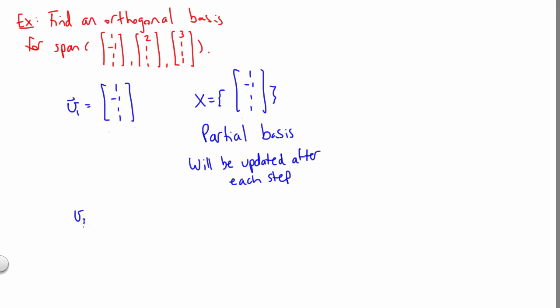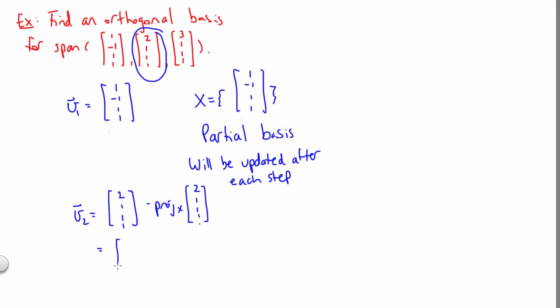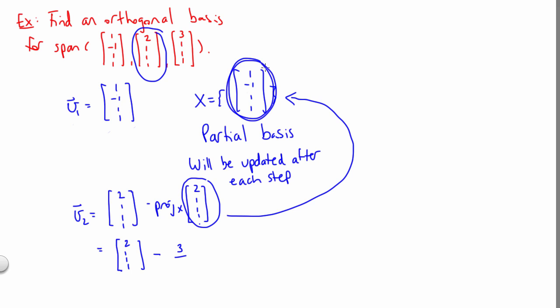For step 2, our second vector consists of the second vector in the span, the 2, 1, 1, 1, minus the projection onto x of that vector 2, 1, 1, 1. So we've got 2, 1, 1, 1. And we're going to be subtracting off the projection of this vector here onto this vector here. So we'll be doing the dot product of these two vectors, which gives us 3. And everything else that we're going to write down is about this basis vector here. So we're going to be dividing by the dot product of this vector with itself, which is 4, and that's in the direction of this basis vector 1, minus 1, 1, 1.